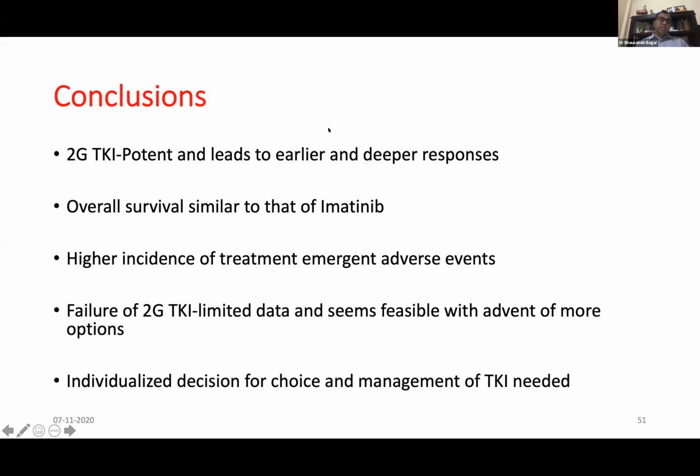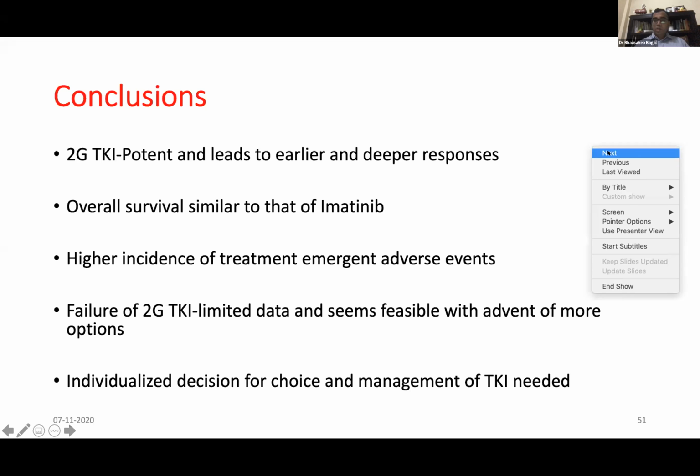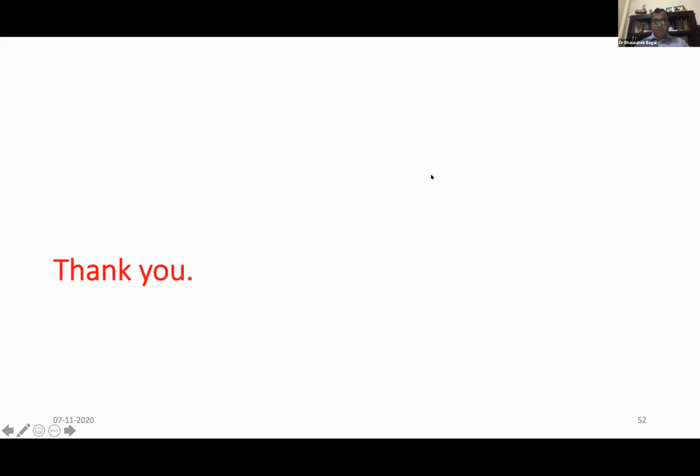So I will conclude by saying that second generation TKIs are potent, and they lead to earlier and deeper responses. Overall survival with the use of second generation TKIs is similar to imatinib, and this is possibly because of the treatment emergent side effects. So one has to be thoughtful while choosing first generation versus second generation TKI. For failure of second generation TKI, as of now we have limited data, but we have some salvage options available, and a bit of clinical judgment is required on an individual patient basis for choosing these drugs in the management of CML. So with this, I will stop, and I thank everyone for giving me this opportunity.